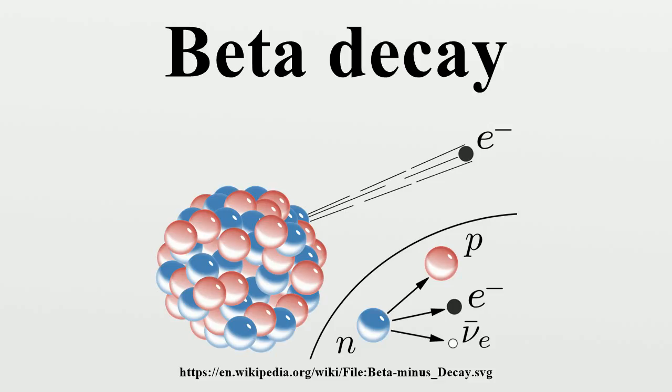Another example is when the free neutron decays by beta minus decay into a proton: n → p + e⁻ + ν̄ₑ. At the fundamental level, this is caused by the conversion of the negatively charged down quark to the positively charged up quark by emission of a W⁻ boson. The W⁻ boson subsequently decays into an electron and an electron antineutrino: W⁻ → e⁻ + ν̄ₑ.